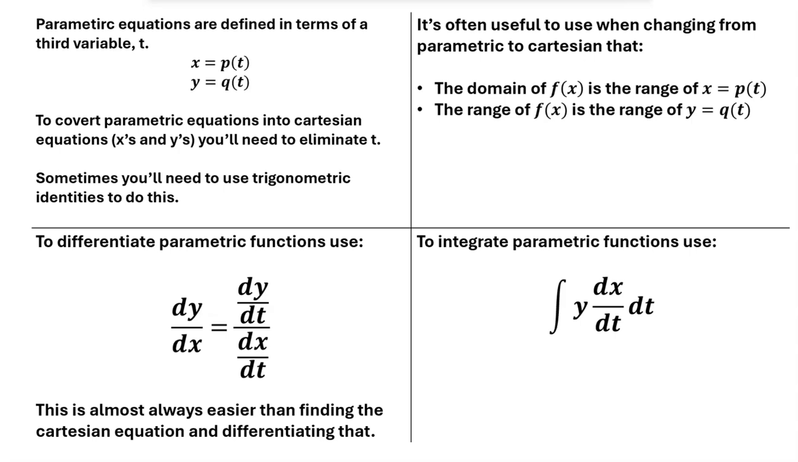And in terms of our parametric, we could then write this as y times dx by dt, and then you'd be integrating with respect to t. So what you do here is you just plug in y as a function of t, and then you multiply that by dx by dt, and that will now all be in terms of t, and then you just integrate that with respect to t.